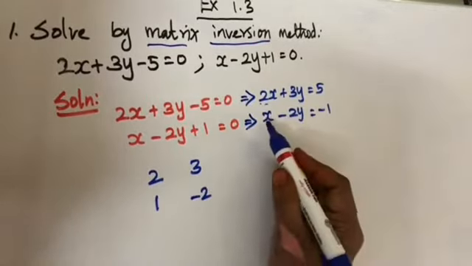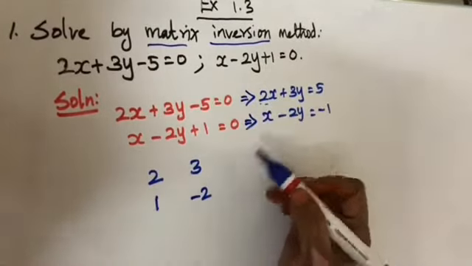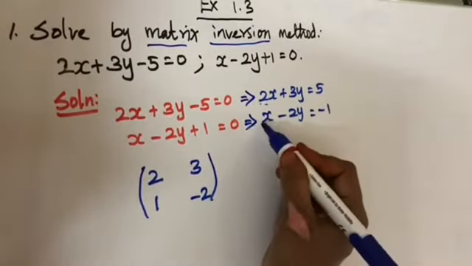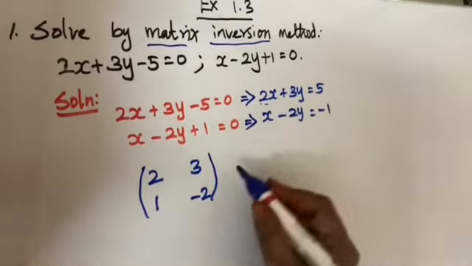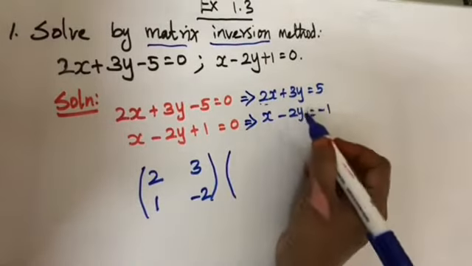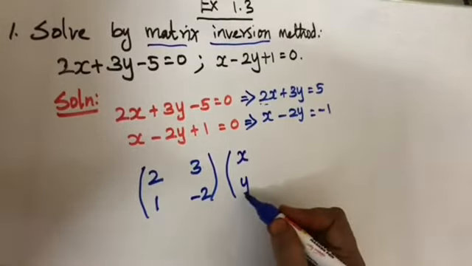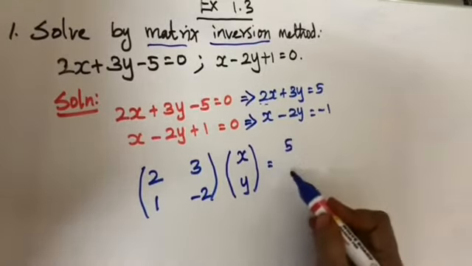If the variable is not there, then we will write its coefficient as 0. If there is no number next to the variable, then its coefficient is 1. So this is multiplied by x and y. These are the two variables here, and it is equal to 5, minus 1.